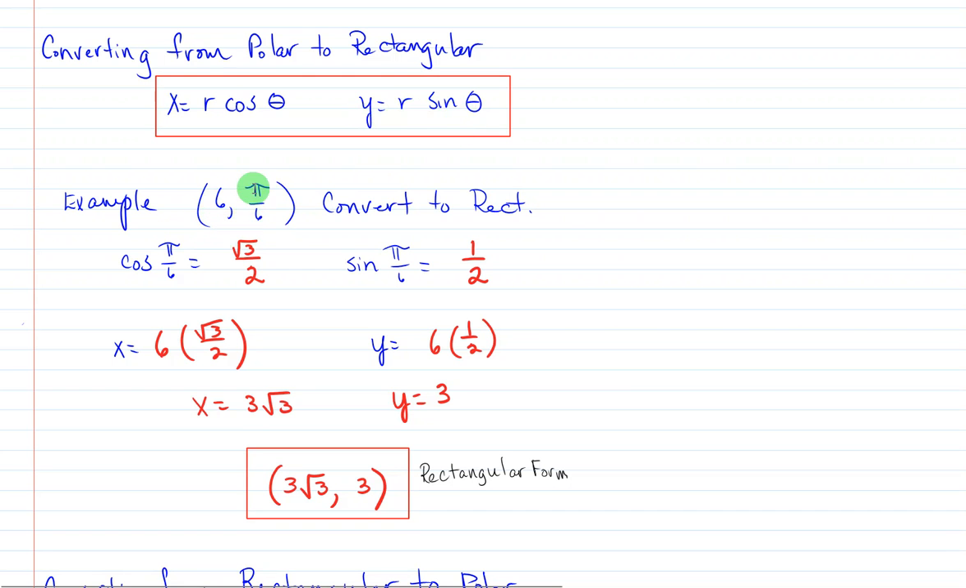If you had 6 comma pi over 6, and that's in polar form, and you want to convert to rectangular. So first of all, you want to see what cosine of pi over 6 is, because you need that there. Cosine of pi over 6 is square root of 3 over 2. The sine of pi over 6 is 1/2. So we're going to take the r that we were given, 6 times this, which 6 divided by 2 is 3. So we have 3 square roots of 3 for our x value. 6 times 1/2 is 3. 3 is our y value. This is the rectangular form of this polar coordinate pair.